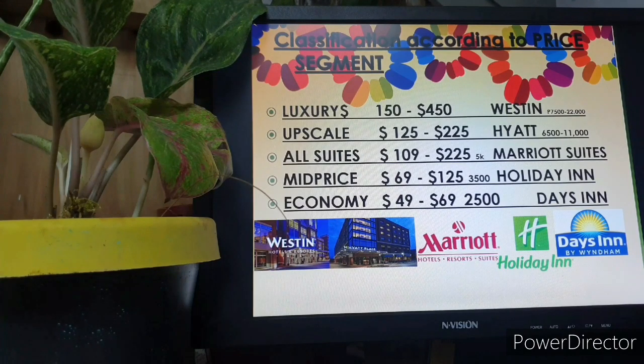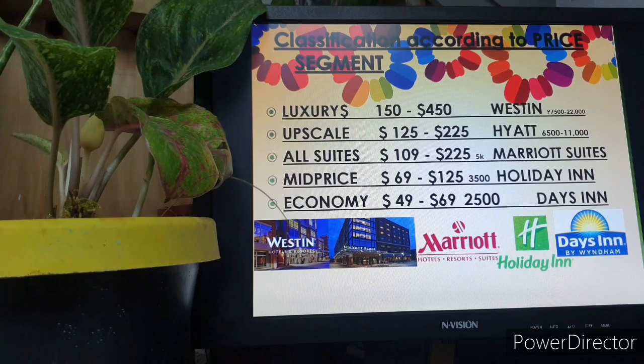We are very much grateful because we have a Holiday Inn here in Baguio City. And of course, the last part according to price is the economy. The Days Inn is a hotel chain headquartered in the US. This brand is now a part of Wyndham Hotels and Resorts. So that's according to the price segment.